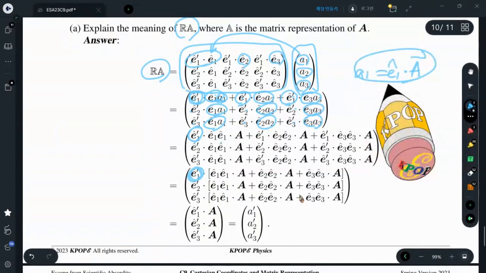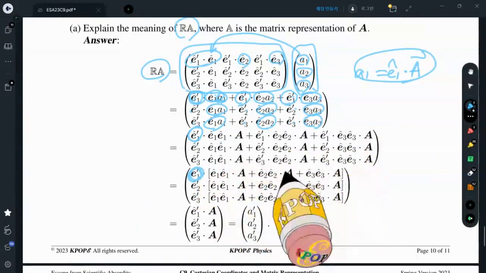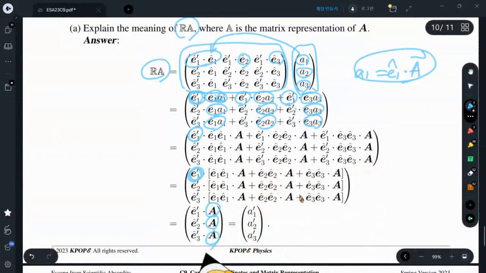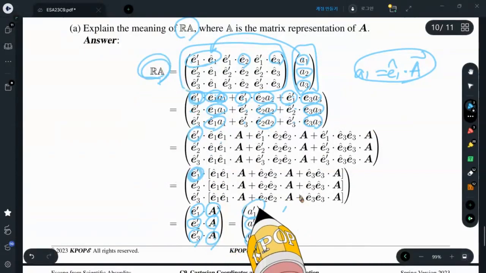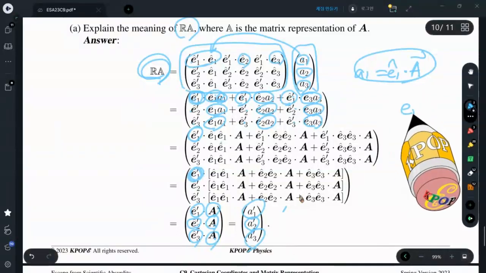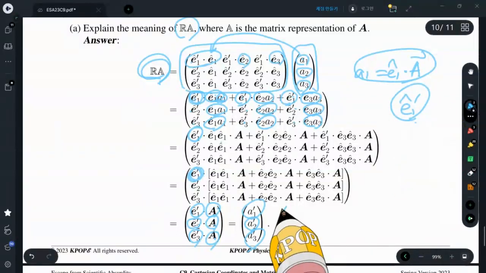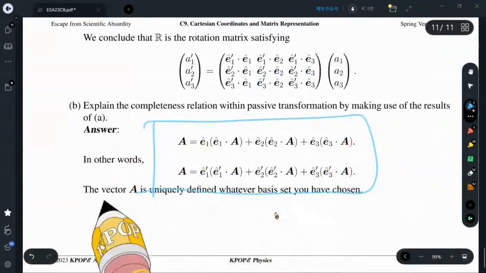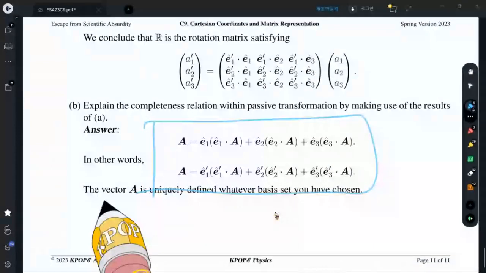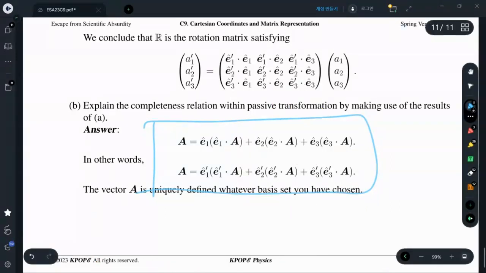Oh, by the way, we have passed 1 minute. So if you follow this calculation, what we find is the identical vector in a new basis. RA shows the components expressed in terms of the new basis vectors. That is very important. So this repeats the completeness relation. Whatever basis you bring in, the expression is always reproducible. That's it for today. Thank you.